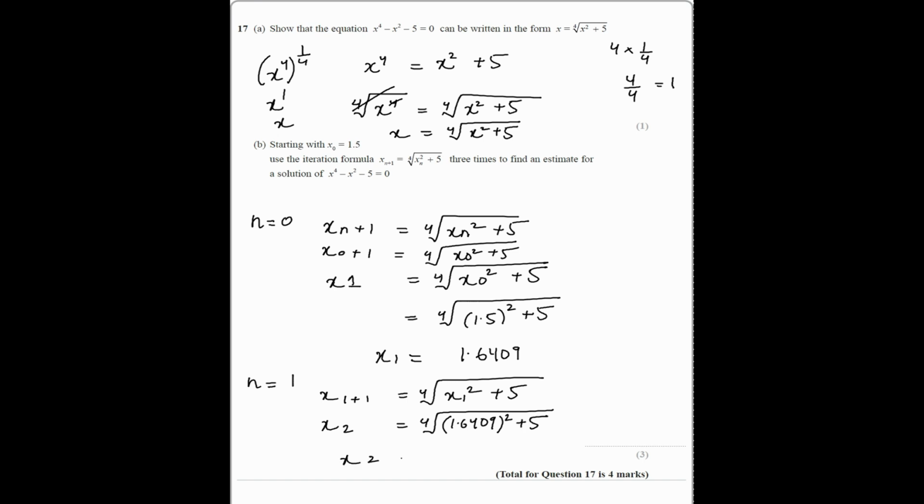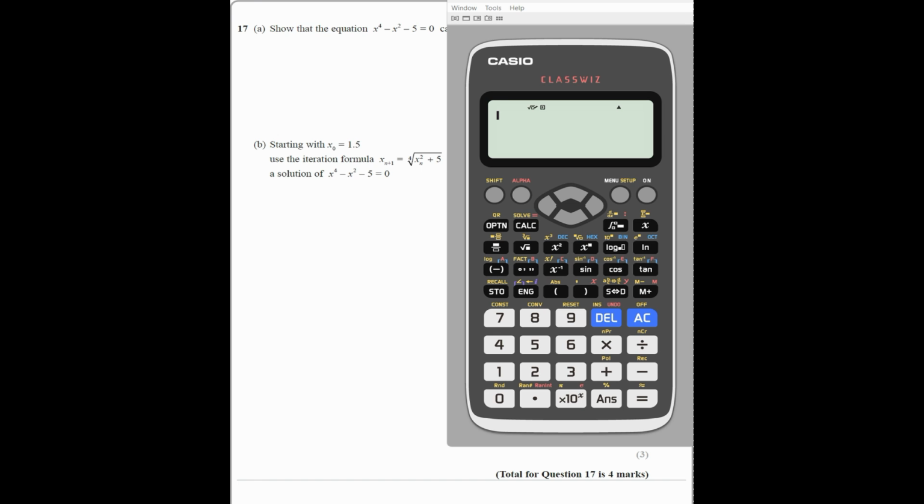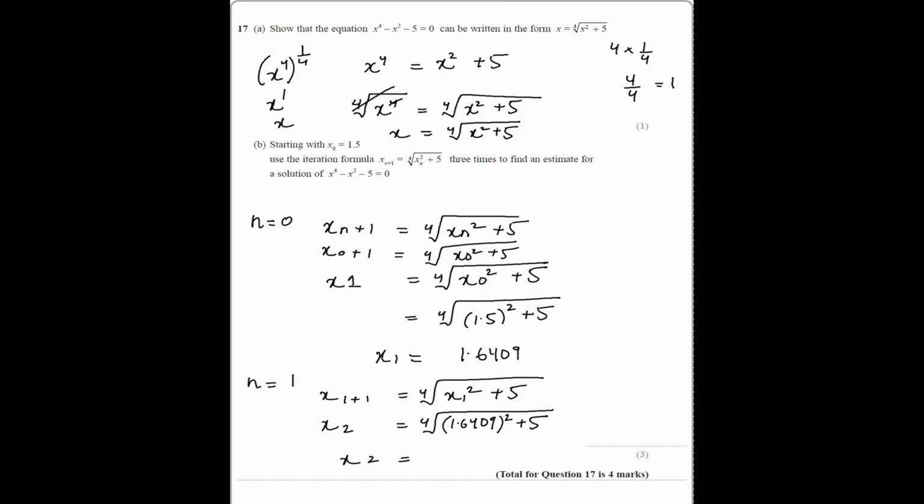And then if we calculate it in the calculator, we have to press shift and then the x-power key. Now press 4, press the right arrow key and input your value 1.6409. Press the square key and plus 5 equals, so it is 1.66539, which means that we can write 1.6654. So we are getting closer to the actual solution.